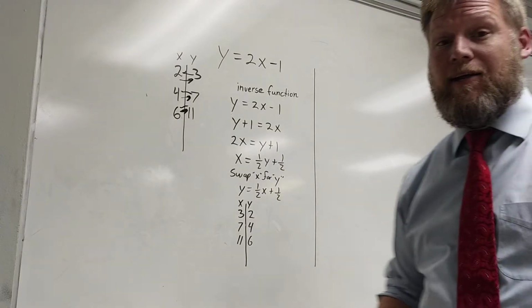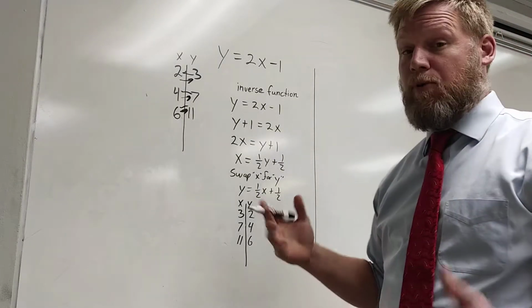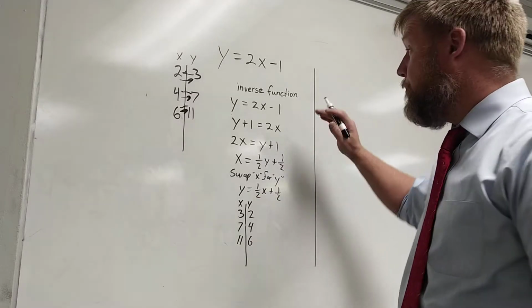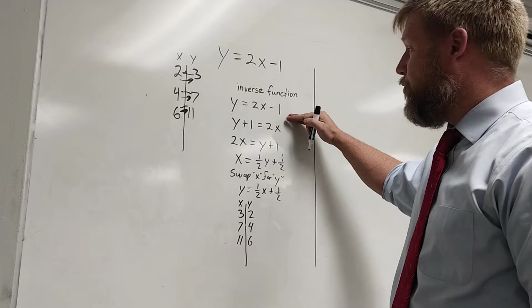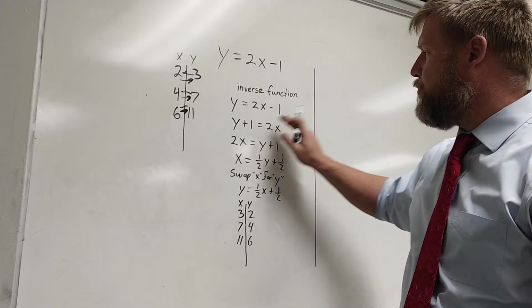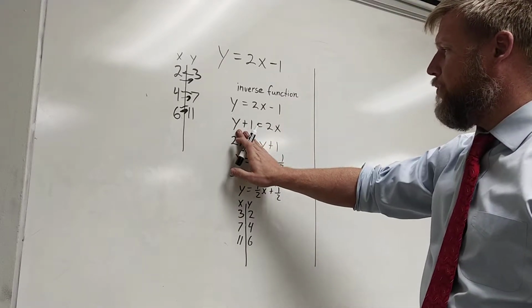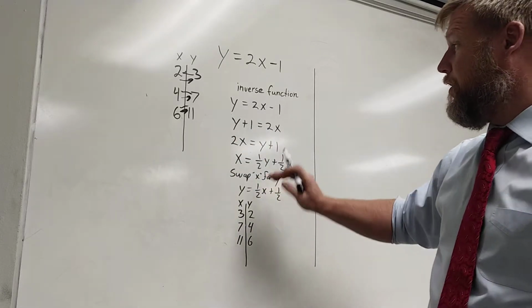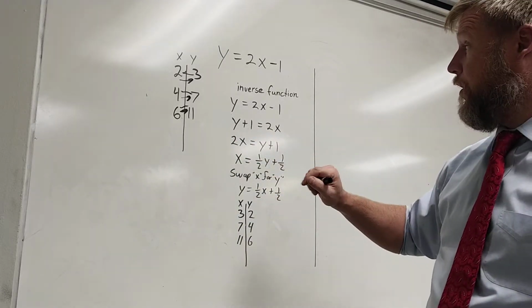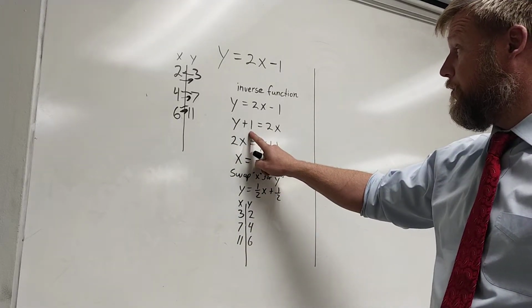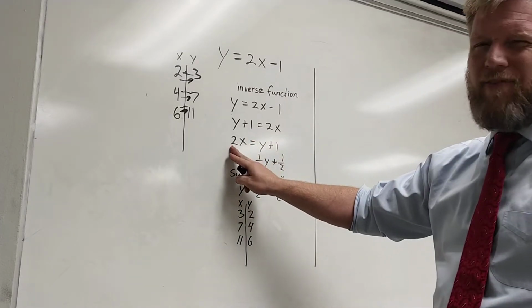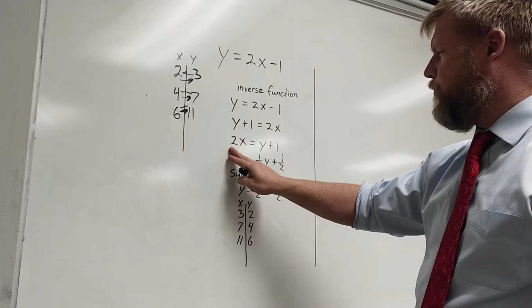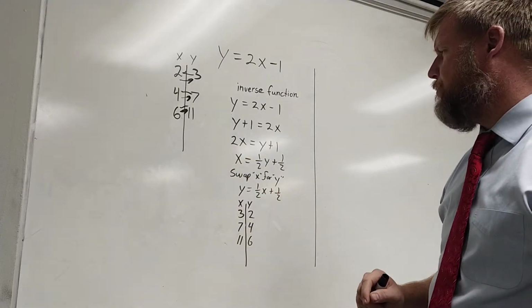The way I get an inverse function by itself is pretty easy on the steps. What I'm going to do is rewrite my original equation and start solving it for x instead. So I added 1 to both sides, giving me y plus 1 equals 2x. Then, after I have the constant set up by itself, I rewrote it with the x on the left-hand side, just so that we understand what we're doing here: 2x equals y plus 1.